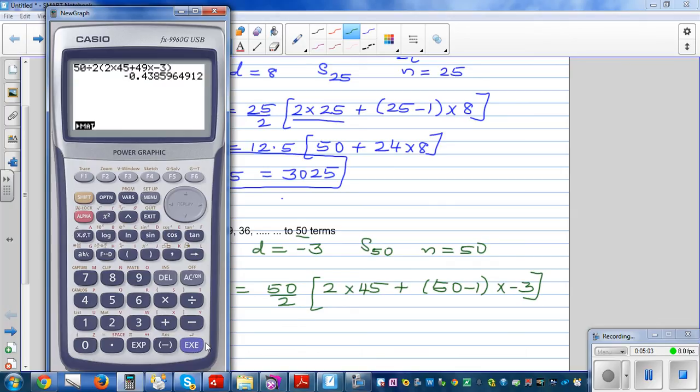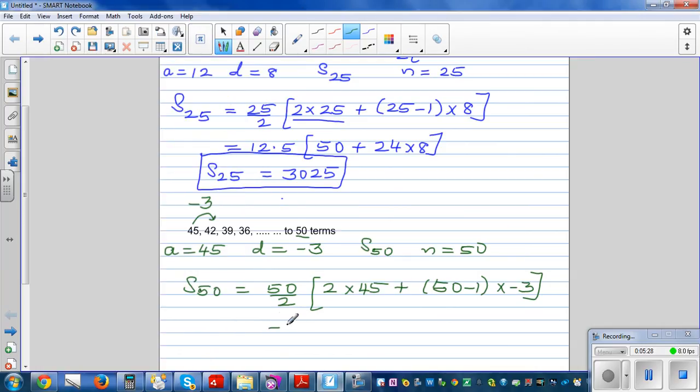And the answer doesn't make sense. 49 times negative 3. Oh, so let me try it again. So 25 bracket 90 plus 49 times negative 3. Hopefully I'm right. No, the previous answer was wrong, so it's minus 1425. So the final answer is minus 1425.